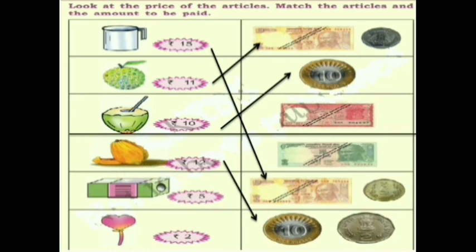Now we have sharpener. The price of the sharpener is 5 rupees. On the right side, where is 5 rupees? Yes, here. So we should match these two. Here we have balloon. The price of the balloon is 2 rupees. On the right side, where is 2 rupees? Yes, here. So we should match these two.